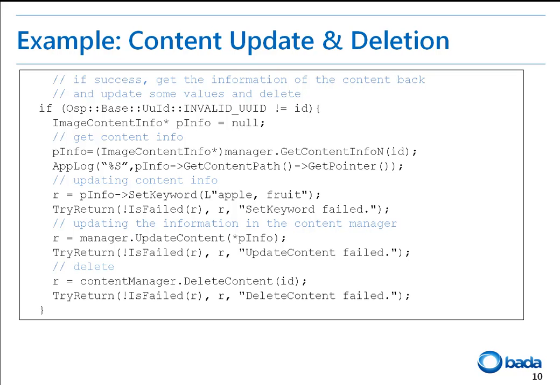In order to set some keywords to the image, the SetKeyword method is used with the apple and fruit keywords. After that, it's necessary to call the UpdateContent method so that the content will be updated in the database. Then, if you want to delete the content, you can call the DeleteContent method, and this method needs the content ID as the input parameter.